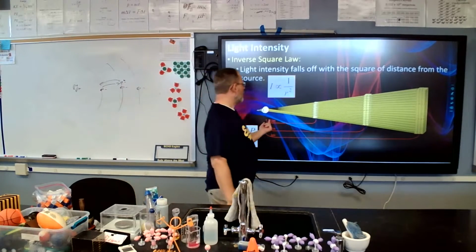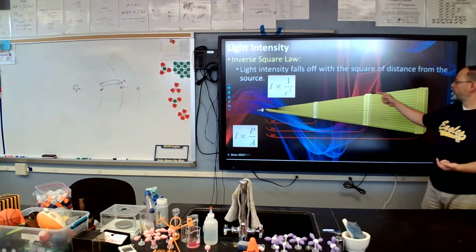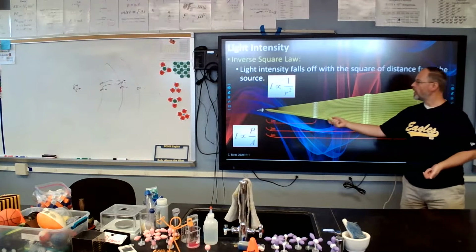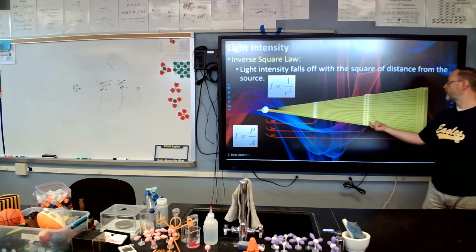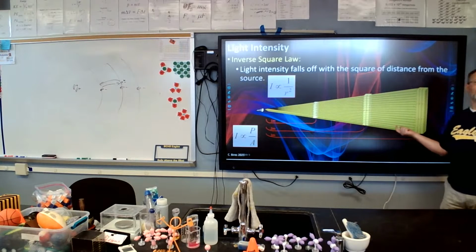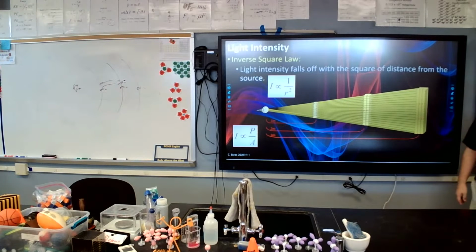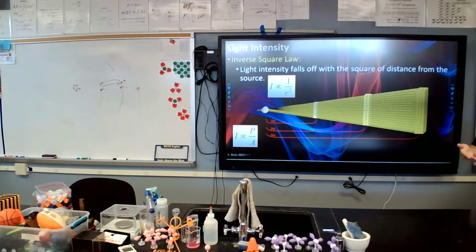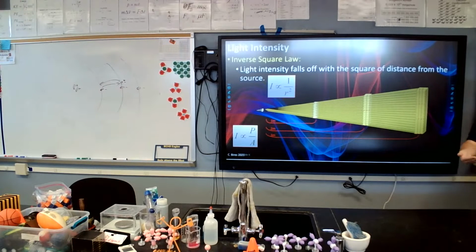So if at 1 meter, it is 1 block. At 2 meters, it's going to be 4 blocks. 3 meters, it's going to be 9 blocks. So if at 1 meter, it was 10 units of intensity, at 2 meters, it's going to be 2.5 units of intensity. And 3 meters, it's going to be 1.1 units of intensity. It falls off with the square of distance. If you double the distance, you fourth the intensity. If you triple the distance, you ninth the intensity.